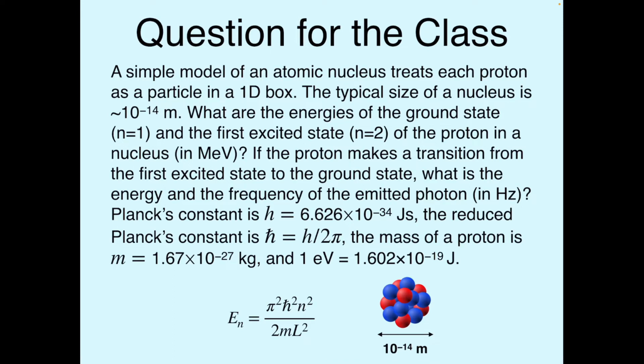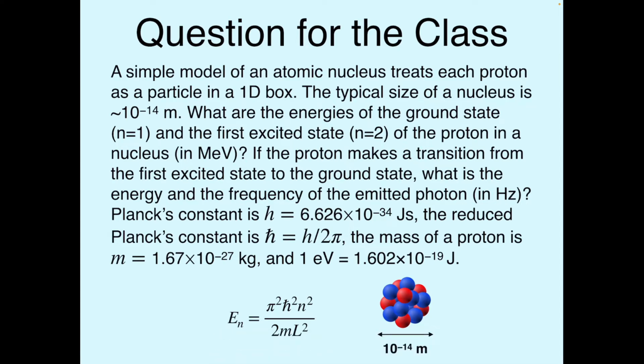So with that said, what are the energies of the ground state, that's the n equals 1 state, and the first excited state, that's n equals 2, for this proton? And we're going to calculate this in units of MeV, that's mega electron volts. Okay, so the next question is, if the proton makes a transition from the first excited state to the ground state, what is the energy and the frequency of the photon that it has to emit? We're going to give that in units of hertz.